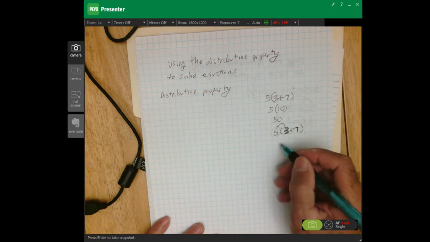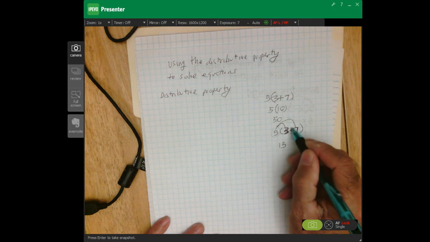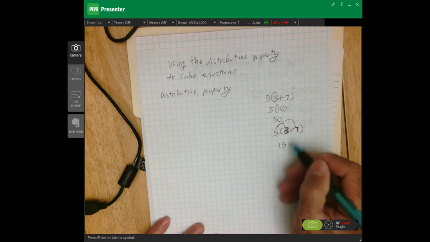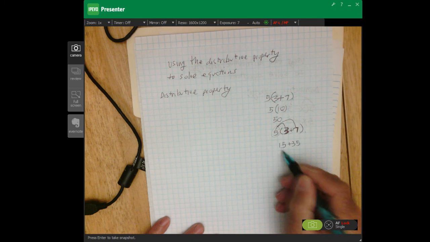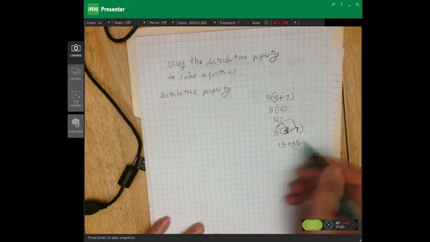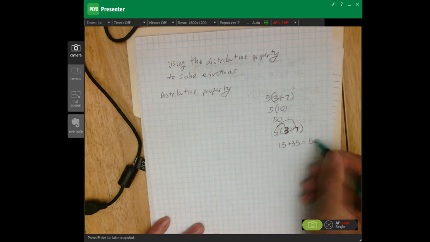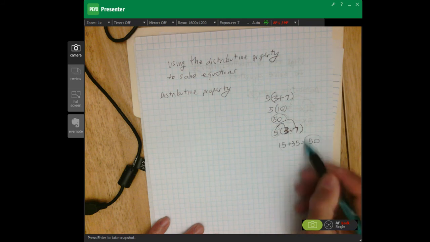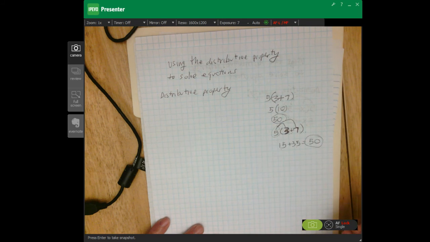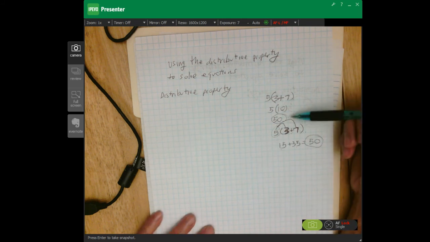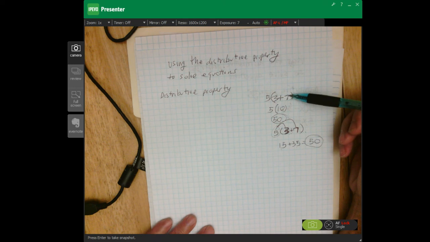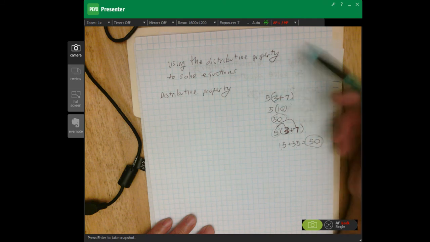So 5 times 3 is 15. 5 times 7 is positive 35. Now you combine these two, and 15 plus 35 is 50. And you notice it comes out the same either way. Like I said, most of the time when you're working with real numbers like this, it's probably easier to combine them on the inside of the parentheses before you multiply or divide whatever comes after.